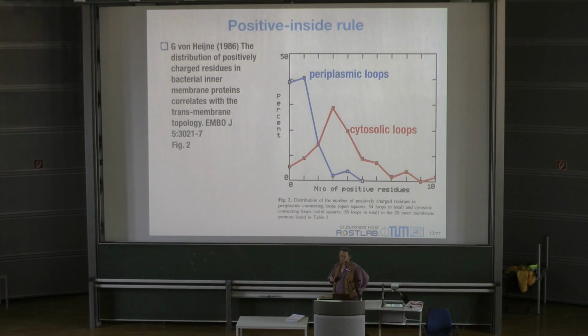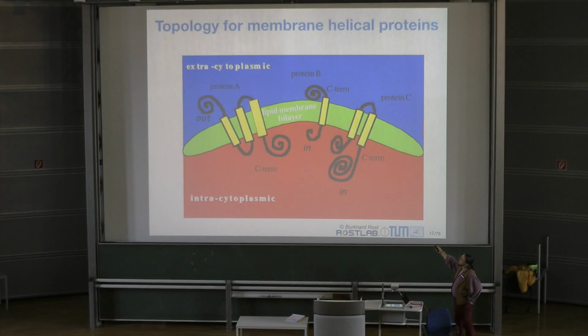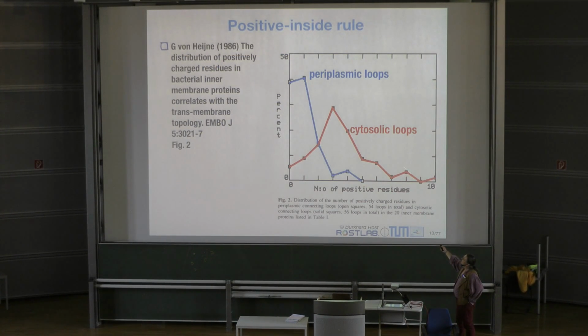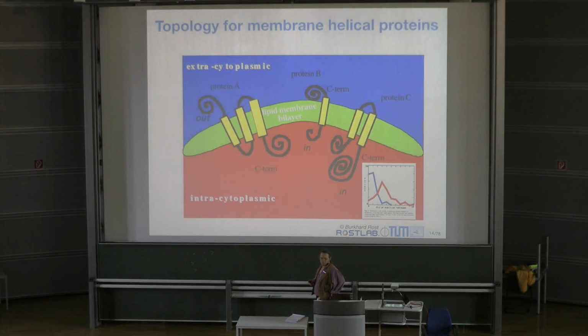And there's a rule that when you look at cytosolic, the inside, you have more positive charges in the inside than on the outside. So what I'm showing here is the red versus the blue. And you see the red is more positively charged than the blue. And positively charged here simply means you count up the residues with positive charges.